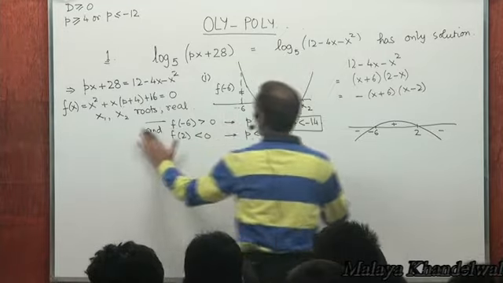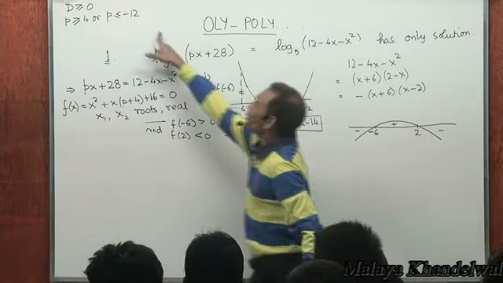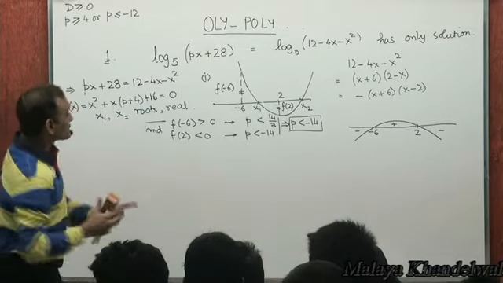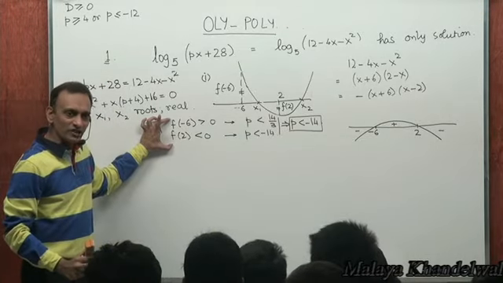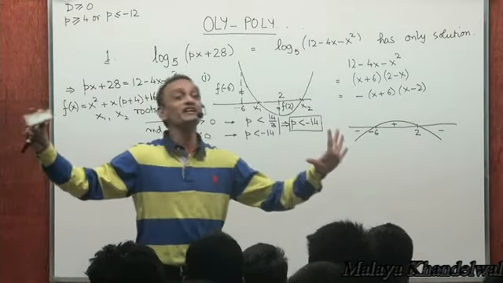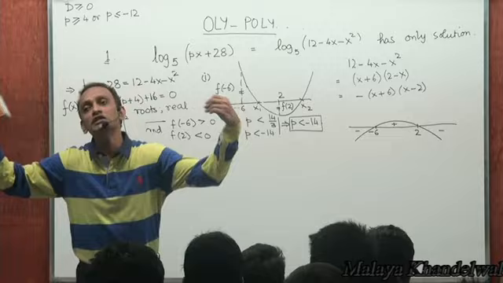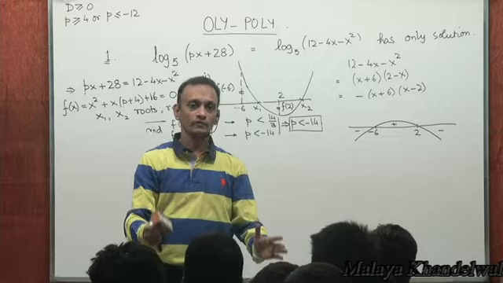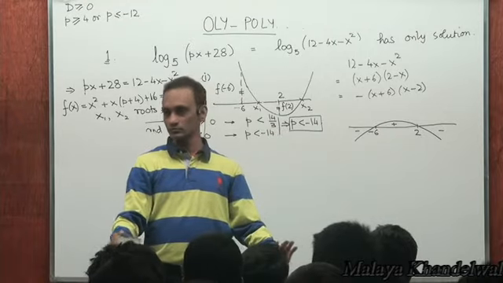And therefore, while exploring these conditions, I have not even looked at discriminant greater than 0. Why? Because that's built into this. If there is a change of sign, then two roots are guaranteed. And therefore, discriminant greater than 0 would be a redundant entity to explore. Are you okay with this?